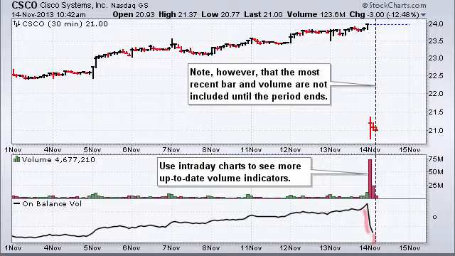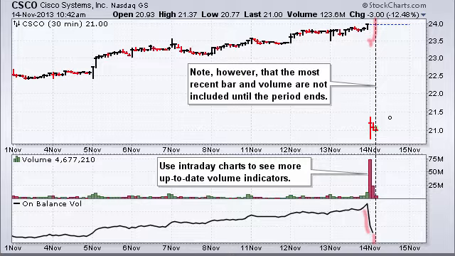Now, you say, well, why not update it during the day? Well, you can see with Cisco, nothing is probably going to change with OBV. It's going to decline sharply because this is a huge gap that is unlikely to be filled. But say we opened at 23.5. Well, there's a possibility that the market could rally and it would close above 24. And so OBV would switch from negative to positive.